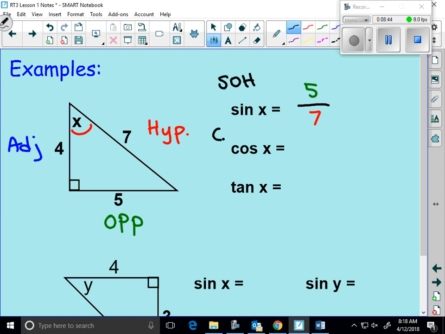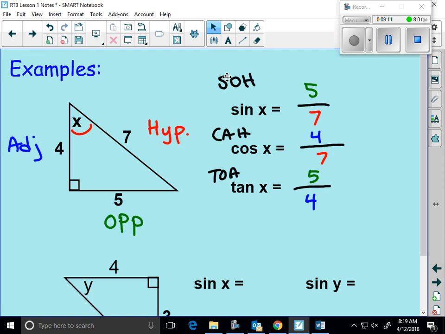Cosine is adjacent over hypotenuse. Hypotenuse on the bottom. Adjacent is 4. Okay, tangent. Don't screw it up because it's happened before. Now I'm not using which side? Hypotenuse. Opposite side is 5. Adjacent side is 4. I'd like for you and a neighbor to do the second one together. Go.